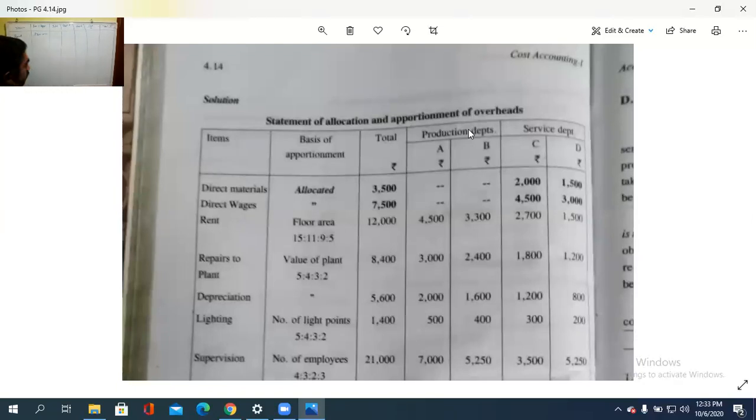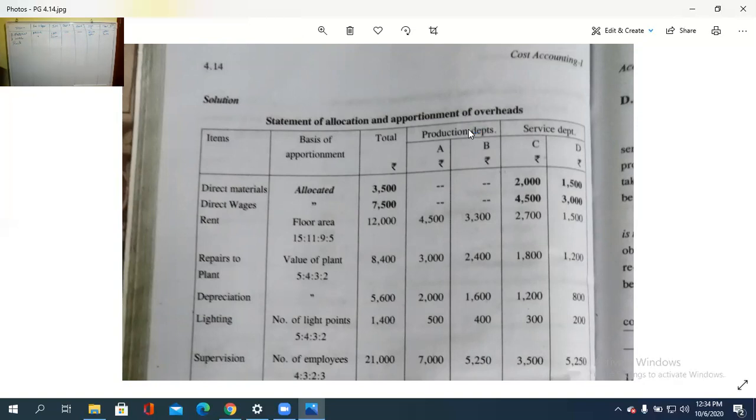So allocated. So first item is what? Direct material. That is cost of material use. Allocated. Total is how much? 3,500. Department A nothing, Department B nothing. So service departments C and D have that, from the question 2,000 and 1,500. Then wages also, same allocated. How much? 7,500, 4,500 and 3,000.